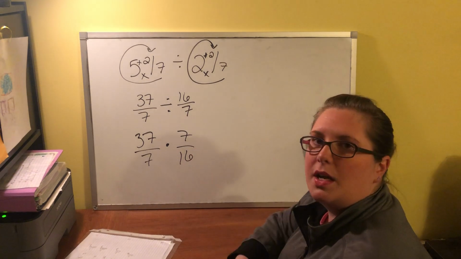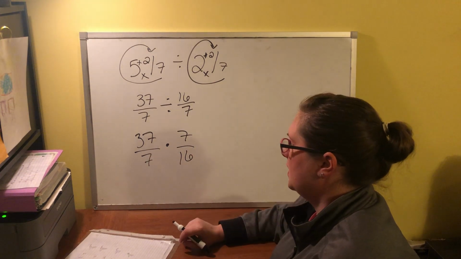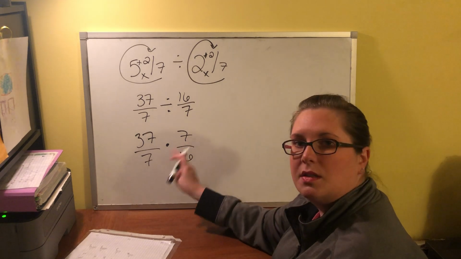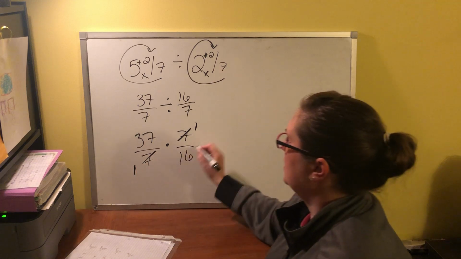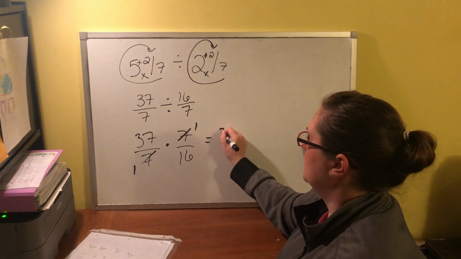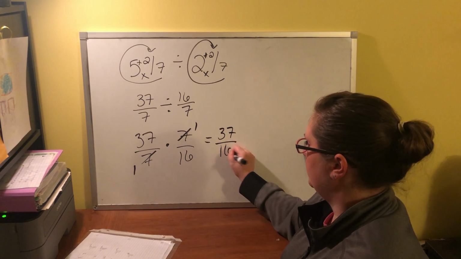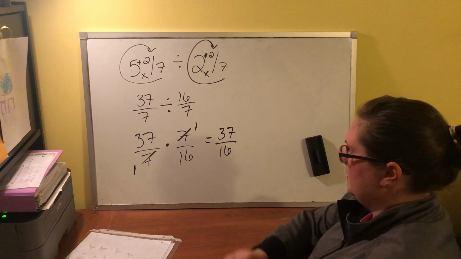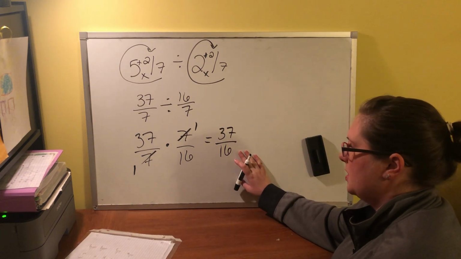Look diagonally. Are there any common factors that we can simplify? There's nothing for 37 and 16, but the 7s cancel, right? 7 divided by 7 is 1. 7 divided by 7 is 1. Now we can multiply straight across. So 37 times 1 is 37, over 1 times 16 is 16. We're left with an improper fraction.